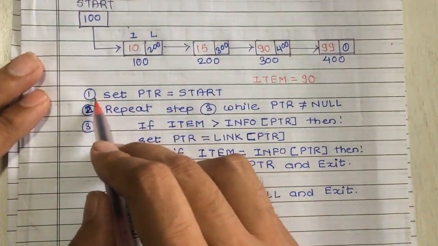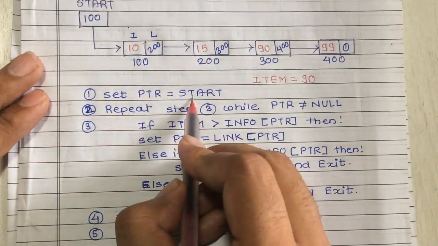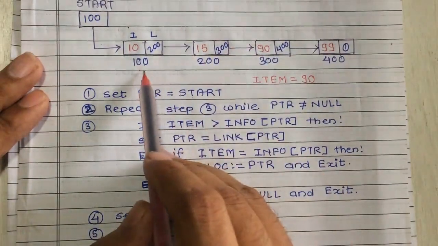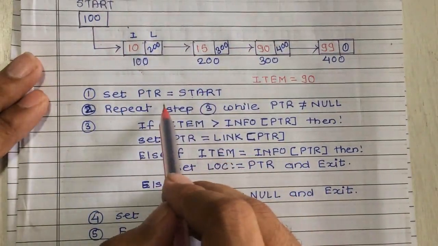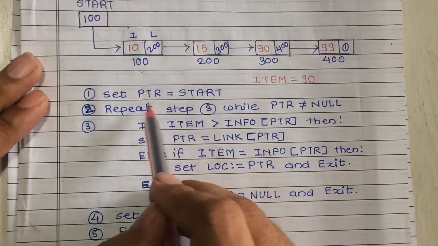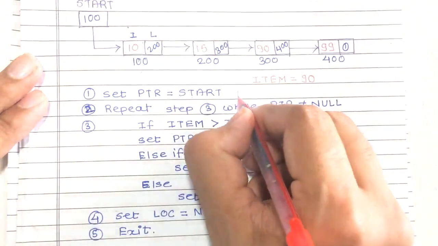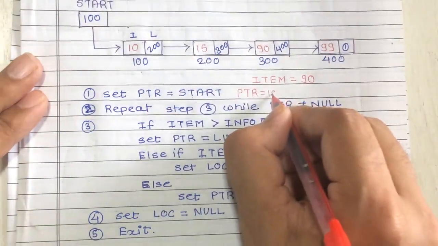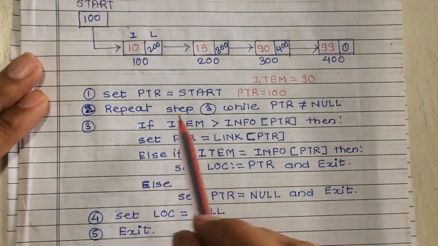So initially, this is the algorithm. The first step is set PTR equal to start. While searching, we have to start from the first node, and we get the address of the first node from start. That's why we have initialized the value of PTR to start. So now the value of PTR becomes start, that is, it becomes 100. This is the first step.